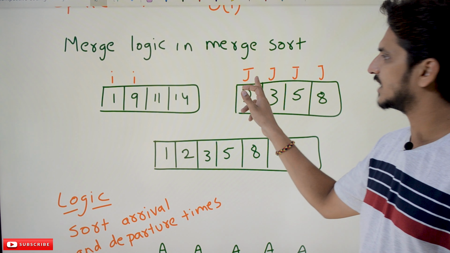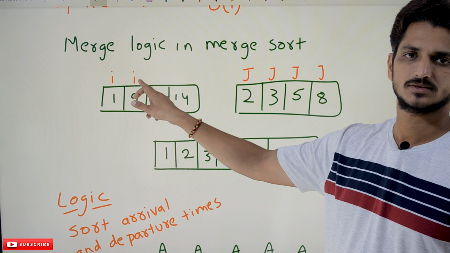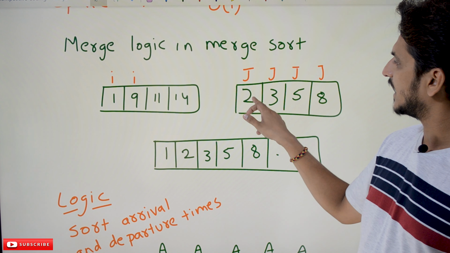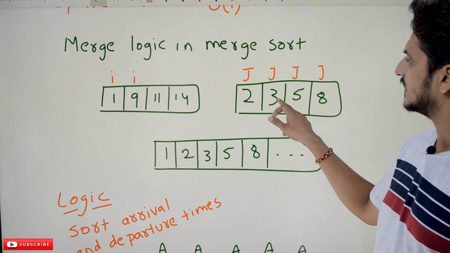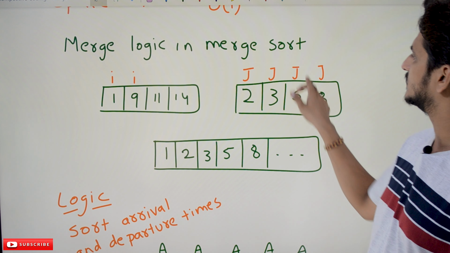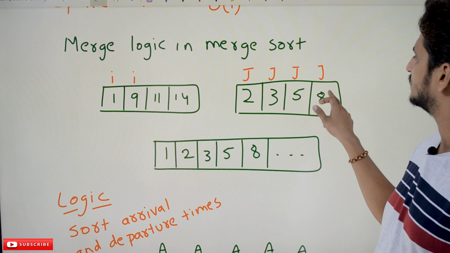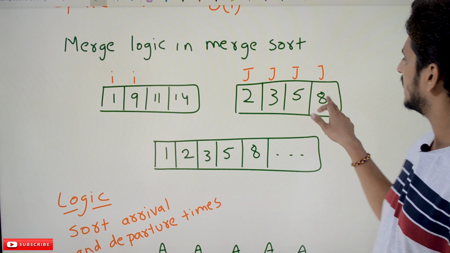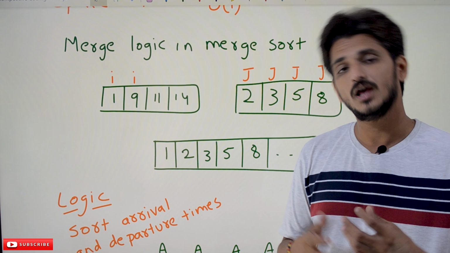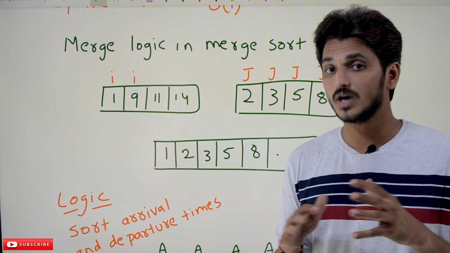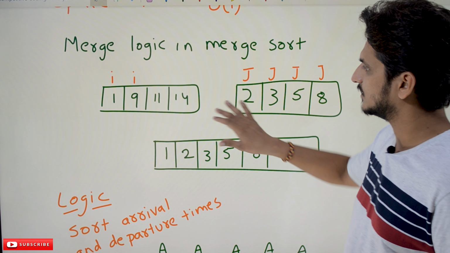i starts from here, j starts from here. 1 is less than 2, so bring 1 down and i plus plus. 9 is greater than 2, so bring 2 down and j plus plus. 9 is greater than 3, so bring 3 down and j plus plus. 9 is greater than 5, so bring 5 down and j plus plus. 9 is greater than 8, so bring down 8 and j plus plus. This is the logic we considered in the merge sort algorithm. Similar logic we are going to use in this example. For understanding purposes, we have just refreshed the concept of merge sort.